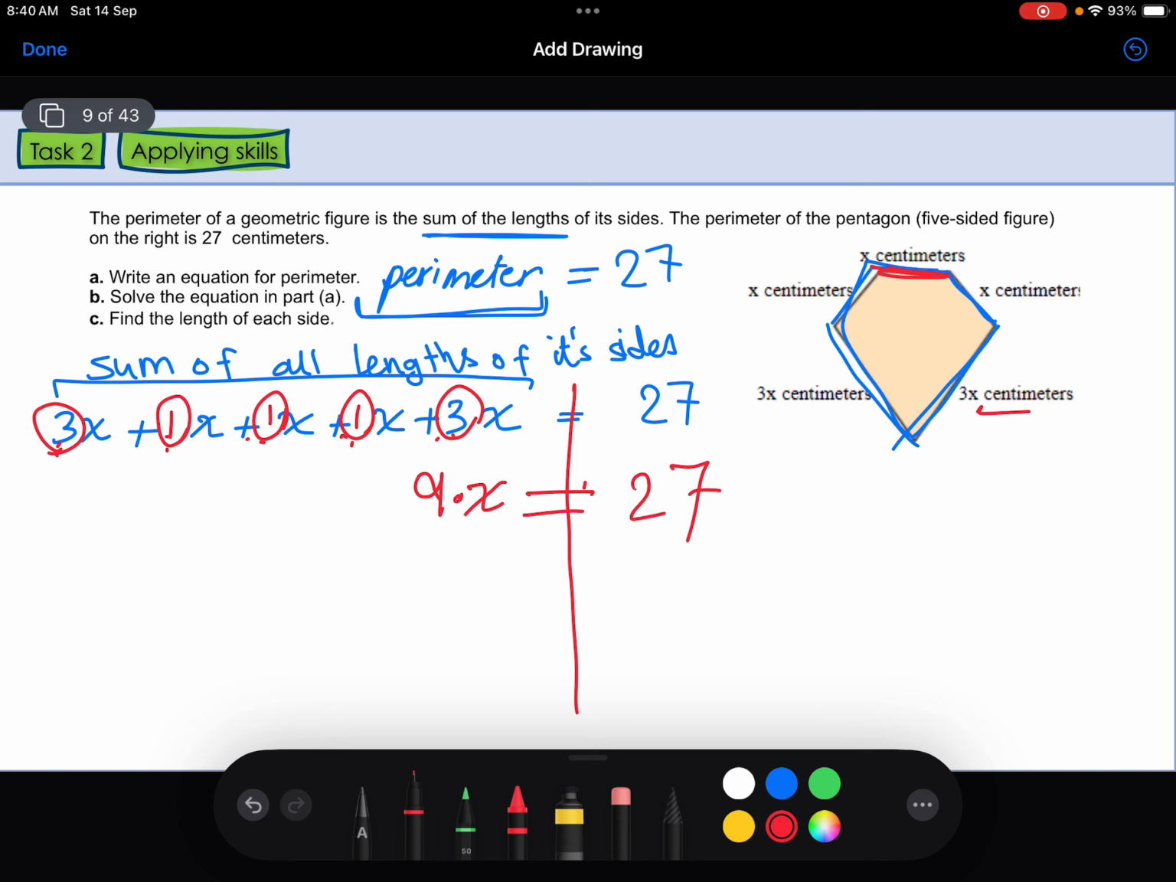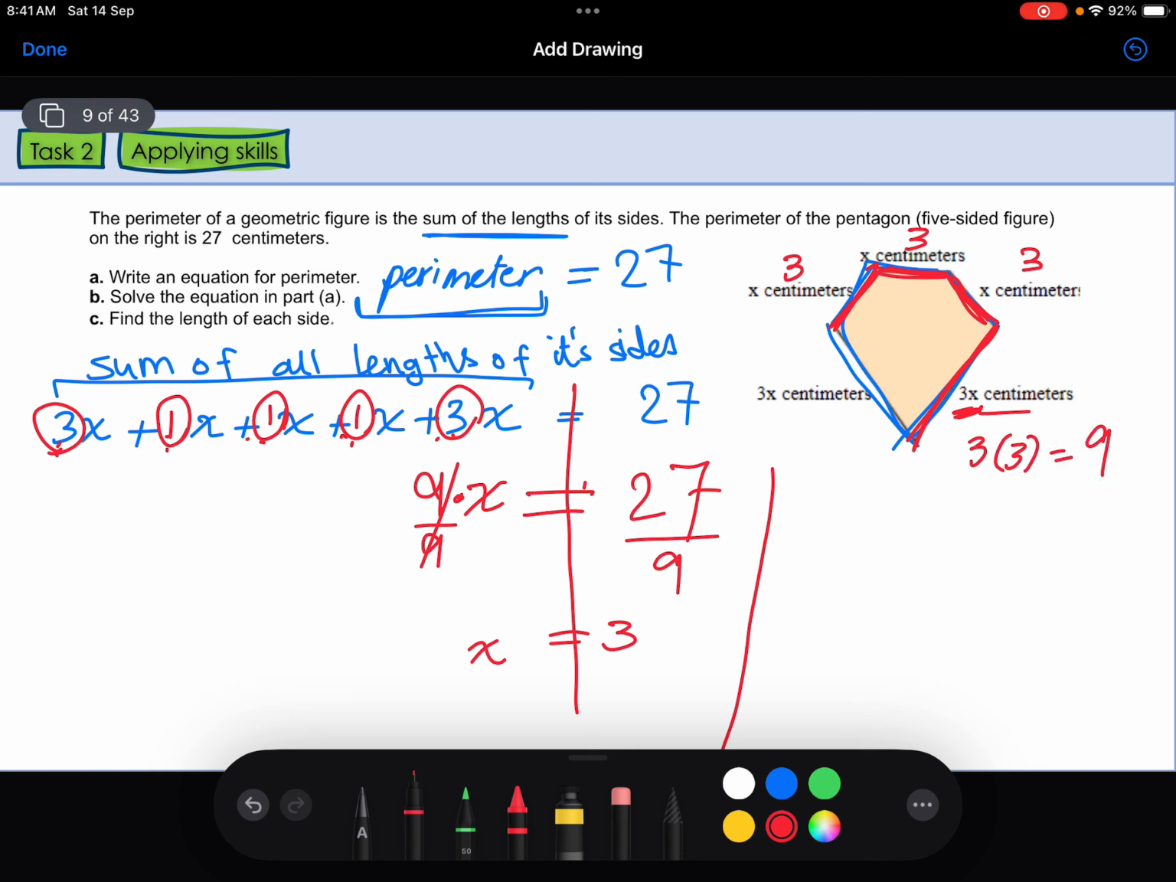9 is multiplied with x, so just divide by 9 on both sides. x equals 3. Now I know that for the sides, this side is 3 centimeters, this side is 3 centimeters, and this one is 3 centimeters. But what about this one? It's 3x. So 3 times x is 3 times 3, which is 9 centimeters. This one is the same, 9 centimeters.